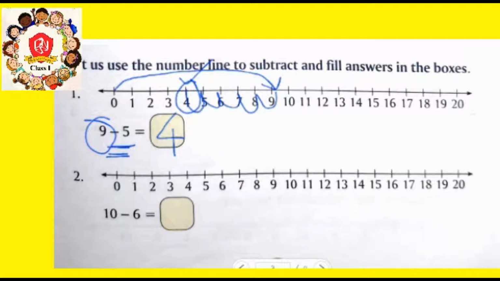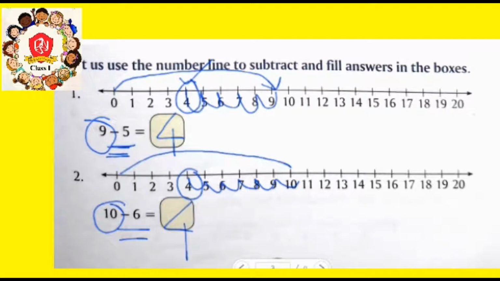In the same way we will do this one. Here the bigger number is 10. That means from 0 we have to go up to 10. Now we have to come back. How many steps? 6 steps, because we have to subtract 6. That means 1, 2, 3, 4, 5, 6. That means at the number 4 we are coming. So again we are getting the number 4. That means 10 minus 6, we are getting the number 4.